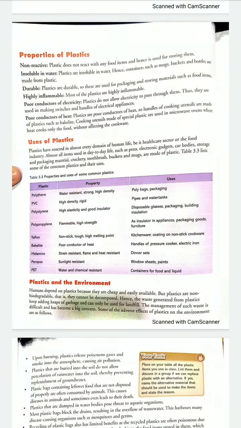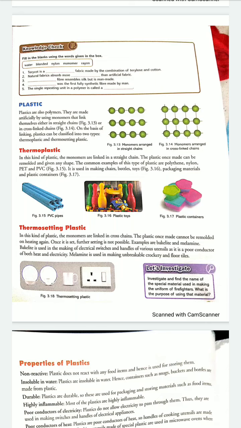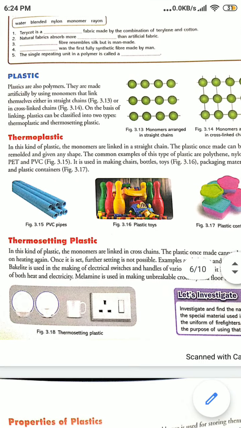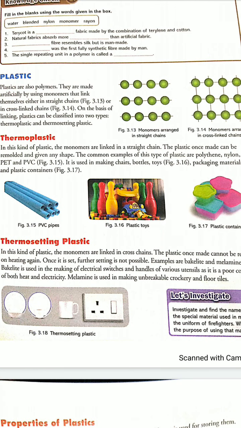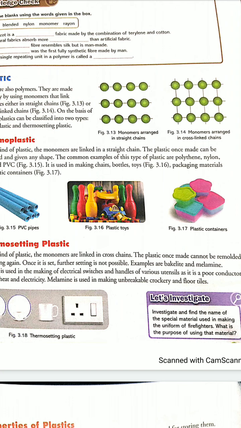Students, we were doing lesson number 3, synthetic fibers and plastic, and up to now we have completed all the fabrics and we have started plastic. I have explained to you two types of plastics: thermoplastic and thermosetting plastic. Thermoplastics are the plastics which are formed when the monomers are linked in a straight chain, isn't it? And thermosetting plastics are the plastics which are formed when these monomers are cross linked. Okay, an example also we have done.